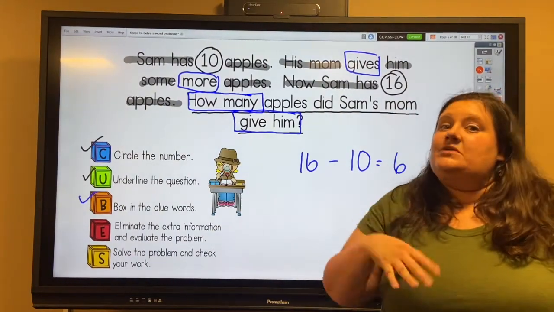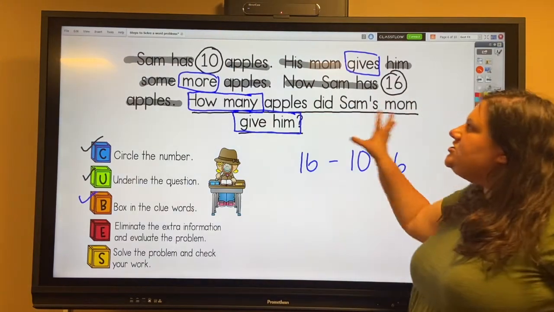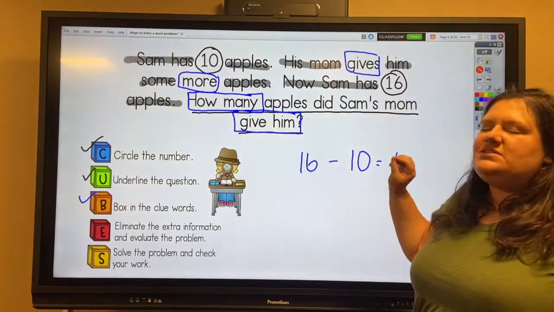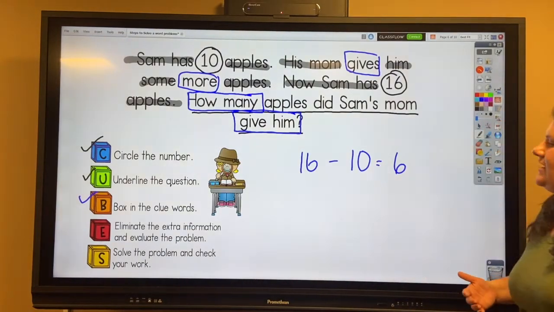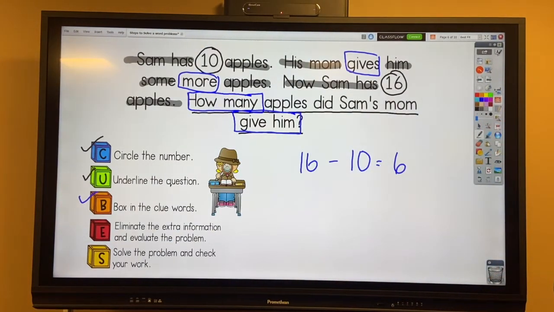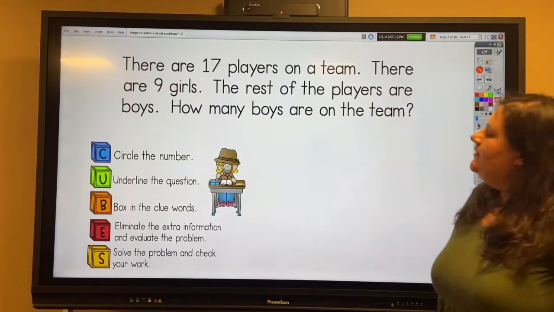So, like I said, we're not gonna talk about how to solve the word problem quite yet. We're just using the clues and the numbers to help figure out what we would need to do. What would be our next step? All right, are we ready for another one? Let's do one more. All right, here's a good one.